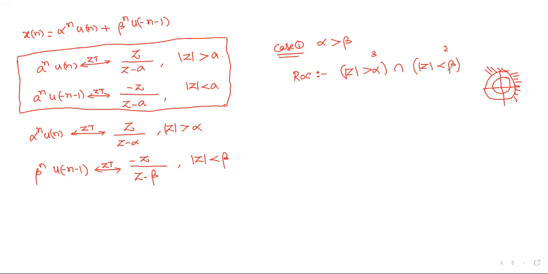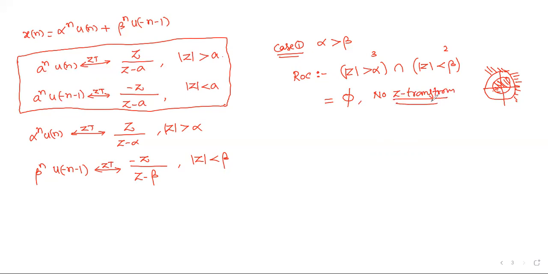Now the second one is mod Z is less than beta. Less than beta means inside of the circle. Is there any common area? There is no common area. So the resultant ROC will become null. You can write here that no Z transform will exist.